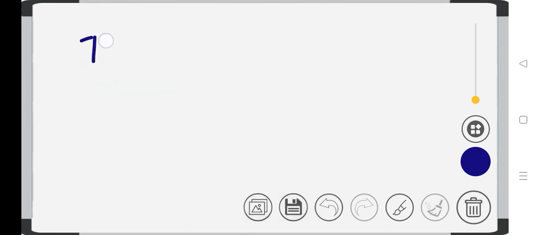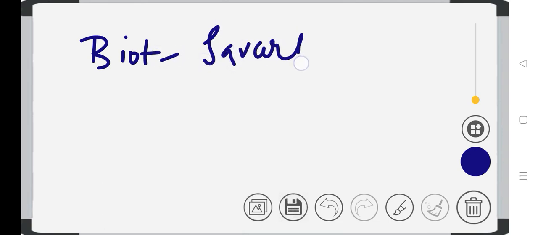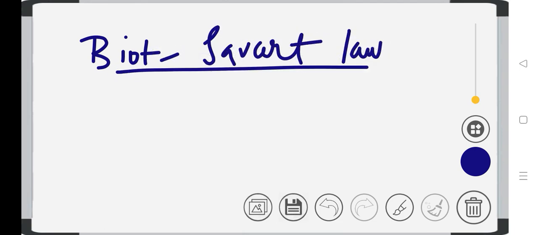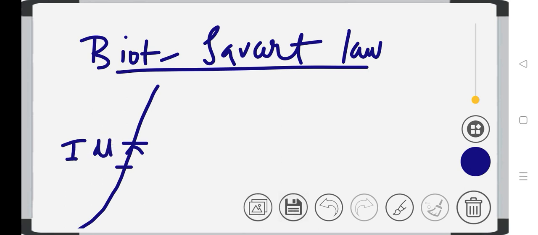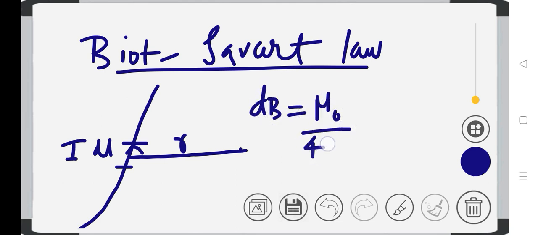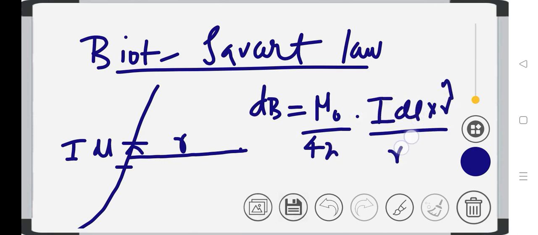Then we learn what's Biot-Savart law. Biot-Savart law: there's a current carrying conductor, and we took a region having length L and carrying current I, and it is called current element. We have to find the magnetic field at a distance r from this current element. Then dB is equal to mu 0 by 4 pi into I dl cross r cap by r square. This is Biot-Savart law.